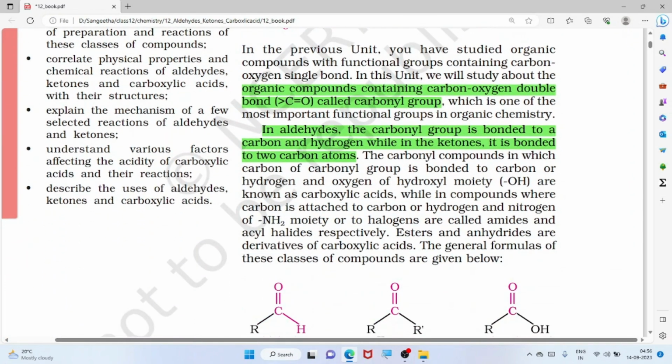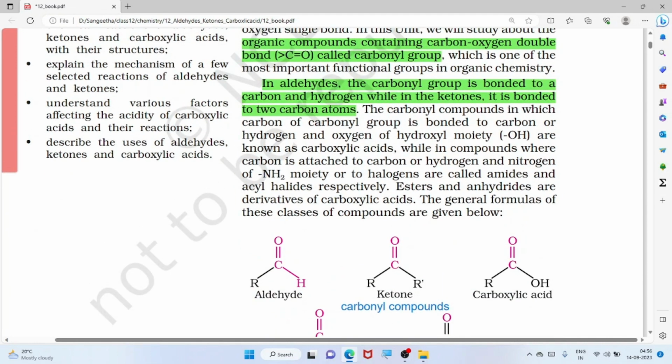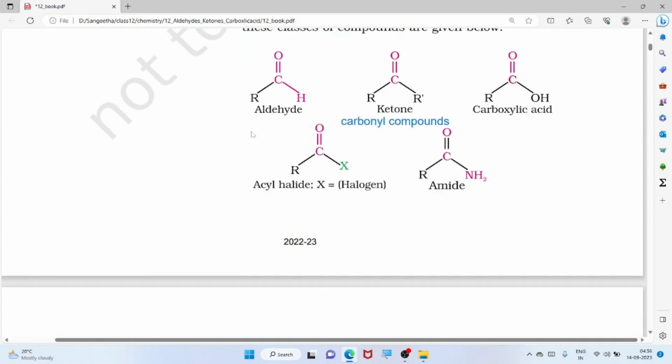Organic compounds containing a carbon-oxygen double bond have the carbonyl group. In aldehydes, the carbonyl group is bonded to a carbon and hydrogen, but in ketones, it is bonded to two carbon atoms. This is an aldehyde: here one carbon, one hydrogen. Here two carbons, one carbon, and there is one more carbon.